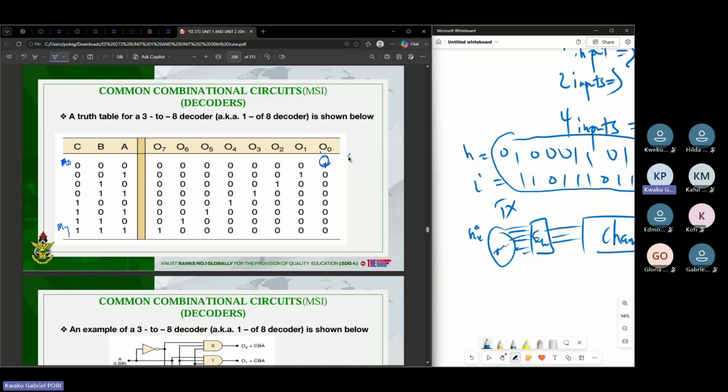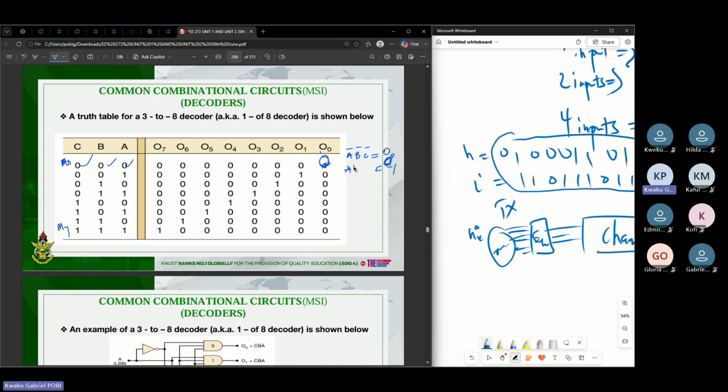So that one, it means you have A bar, B bar, C bar, because they are all zeros here, here, giving you O naught. So this will be O naught. Now, if you want O1, that will be when A is high or 1. So that one, it leaves us with A.